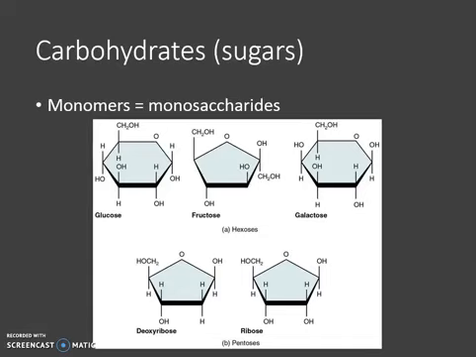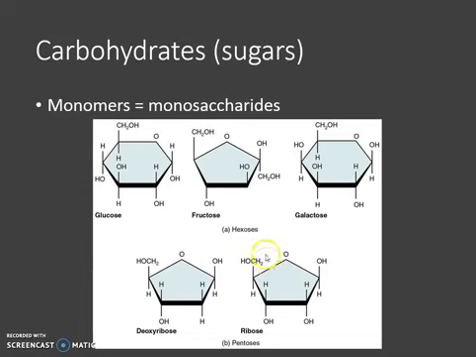The first type of macromolecule we're going to focus on are carbohydrates, which are the sugars. The monomers of carbohydrates are what we call monosaccharides. And the key thing here is that they are single ring structures. So this is glucose. It's a single ring with some carbons and hydrogens and oxygens sticking off of it. Fructose is also a single ring, and galactose is a single ring.